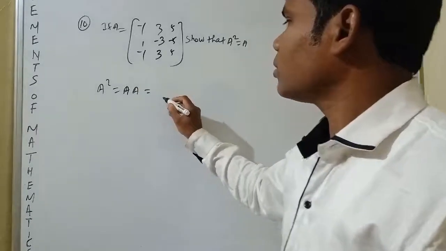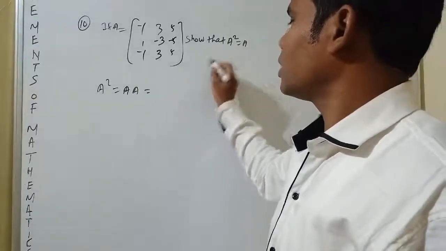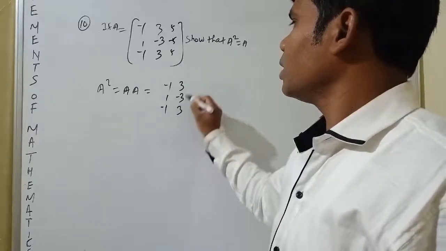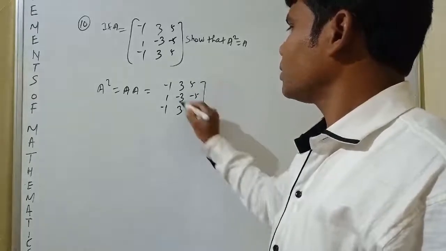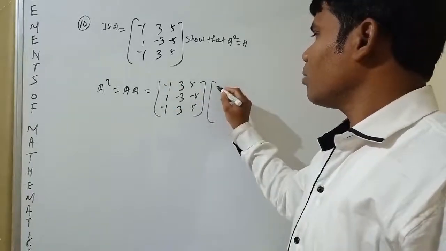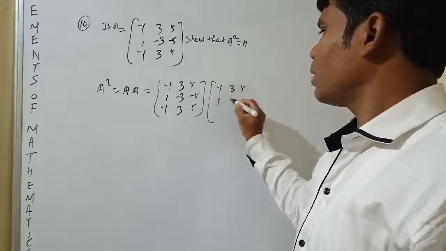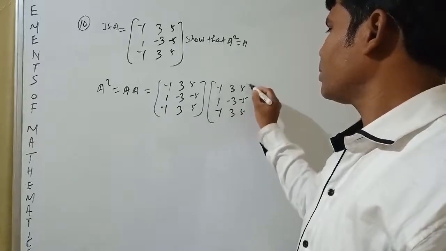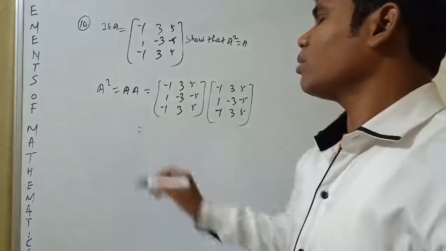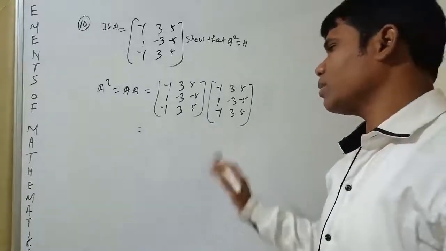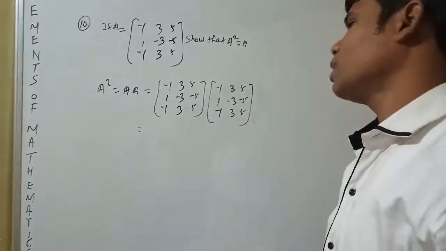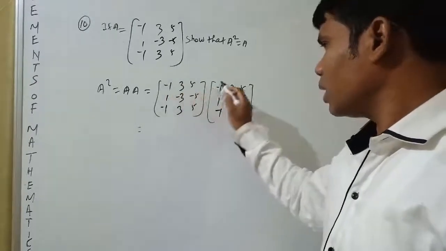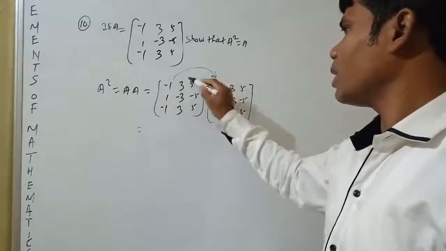This is LHS. Okay, minus 1 1 minus 1 3 minus 3 3 5 minus 5 5, again minus 1 3 5 1 minus 3 minus 5 minus 1 3 5. Okay, you know how to multiply. This is a 3 cross 3 matrix, this is a 3 cross 3 matrix, same matrix. We have to multiply row to column. This is the row and this is the column.